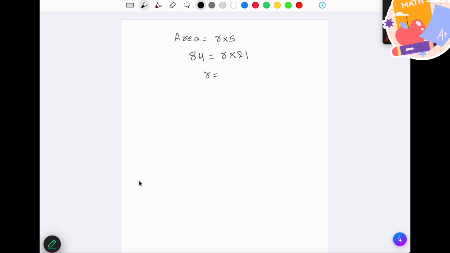So r is equal to 84 divided by 21. So r is equal to 4 centimeters. So the radius of the circle which is inscribed in the triangle is 4 centimeters.